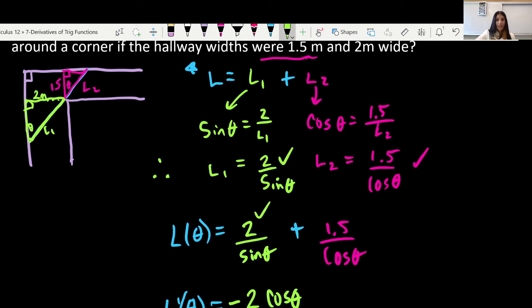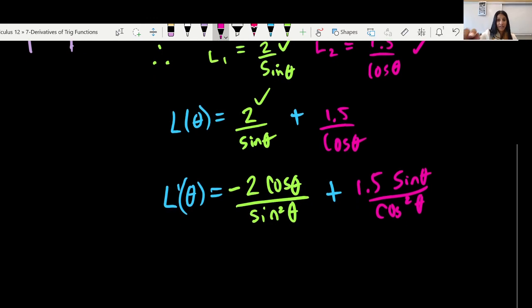So that deals with that part. Plus, we want to do the same thing with the other part here, which would be 1.5 sine theta over cos squared theta, because do you see in each case I am using the quotient rule in order to take the derivative of this. So again, if you're unsure, pause the video, make sure you know how to do it, and then work your way through.